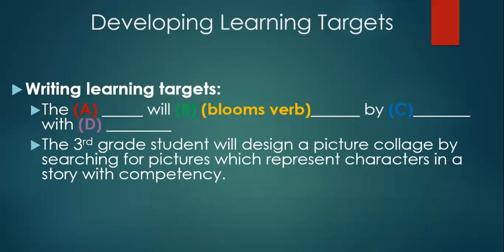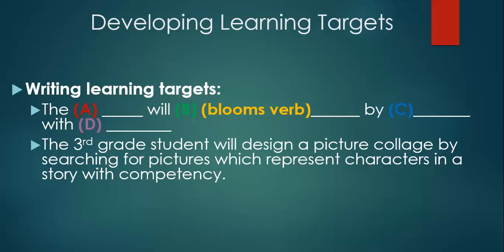So let's look at an example of these. A learning target, the easiest way to put one together is with this blank sentence format. The blank will blank by blank with blank. And inside each of those blanks go those components, the A, B, C, and D. So if we look at, for example, a learning target: the third grade student will design a picture collage by searching for pictures which represent characters in a story with competency.